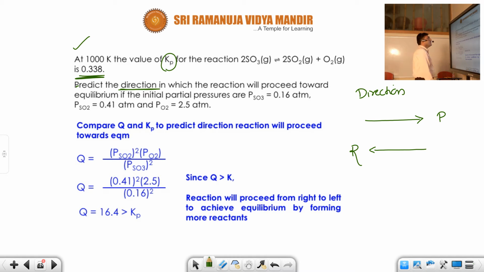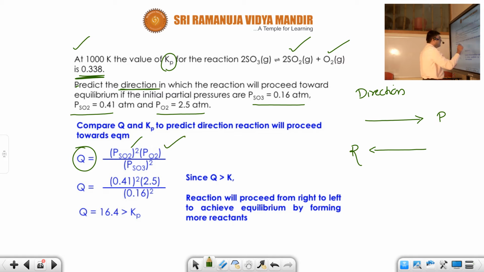Predict the direction in which the reaction will proceed towards equilibrium if the initial partial pressures are given as 0.16 for SO3, 0.41 for SO2 and 2.5 atmosphere for O2. Students, first of all, let us find the Q value. Q value means any concentration or pressure other than at equilibrium. So Q is the partial pressure of SO2 whole square, into the partial pressure of oxygen, by the partial pressure of SO3, the reactant, right? These values are given. Substitute.